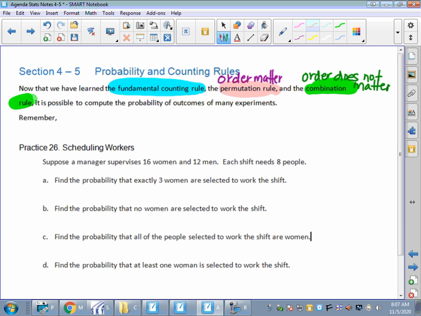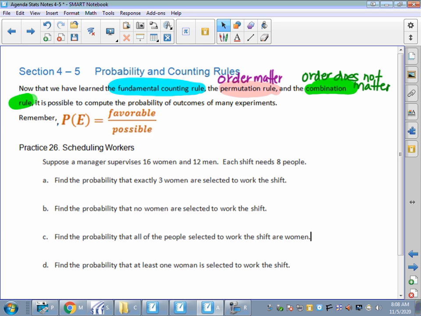permutations. So we can use those three things to compute the probability of outcomes of many experiments, as they call them, but really many situations. So all of this comes down to the probability of any event E. I don't know why the book switched to probability of an event E when back in the beginning we talked about the probability of event A. But the probability of any event is always favorable over possible. So for every single one of these problems, there's no new material. It's using everything that we've done in Chapter 4 and putting it all together.